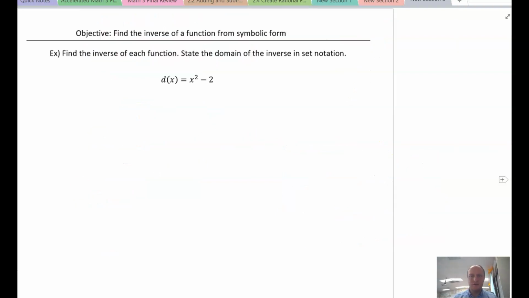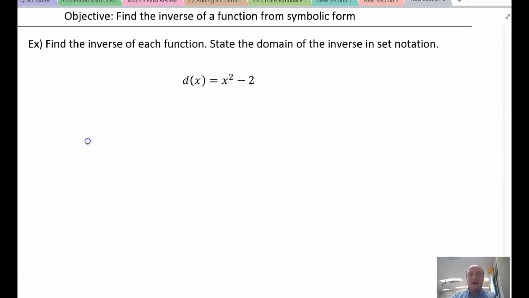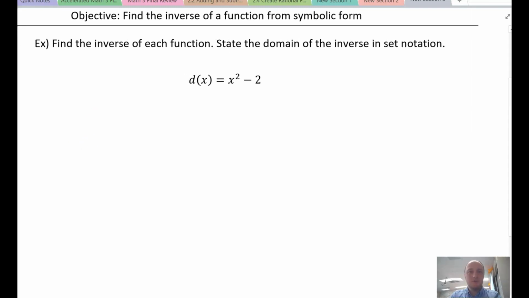All right. Second example. x squared minus 2. So I'll switch to multivariable: y is equal to x squared minus 2, and then I'll switch my x's and my y's. x is equal to y squared minus 2. Okay, I'll add 2 to both sides. x plus 2 is equal to y squared.